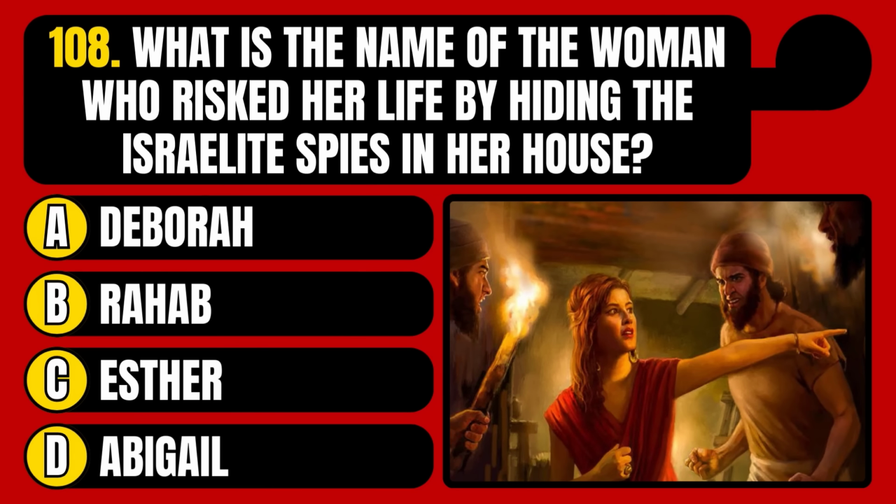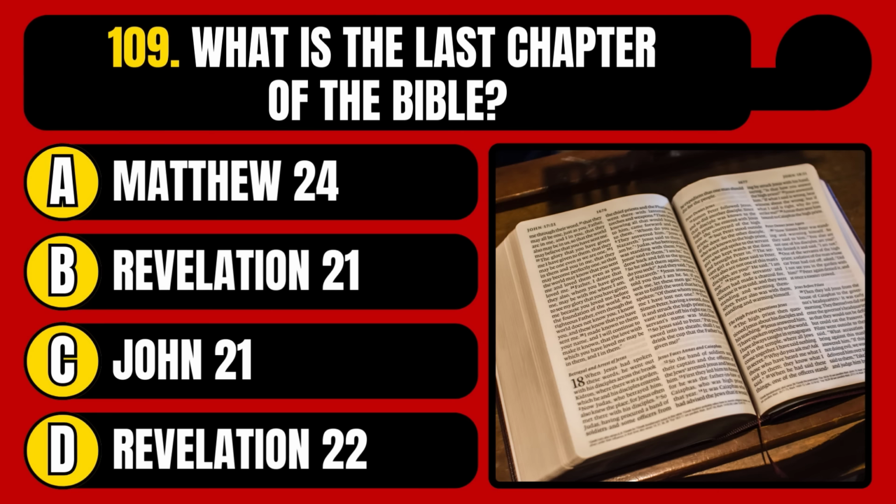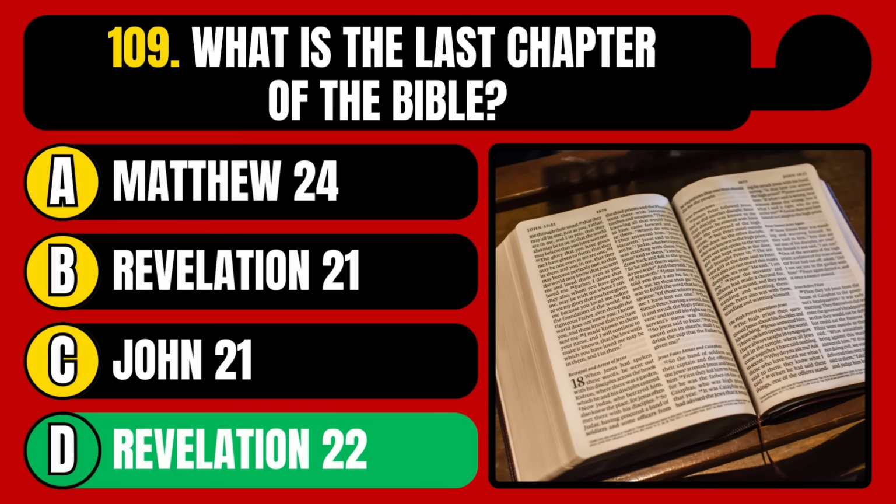What is the name of the woman who risked her life by hiding the Israelite spies in her house? Deborah, Rahab, Esther, or Abigail? The correct answer is option B, Rahab. What is the last chapter of the Bible? Matthew 24, Revelation 21, John 21, or Revelation 22? The correct answer is option D, Revelation 22.